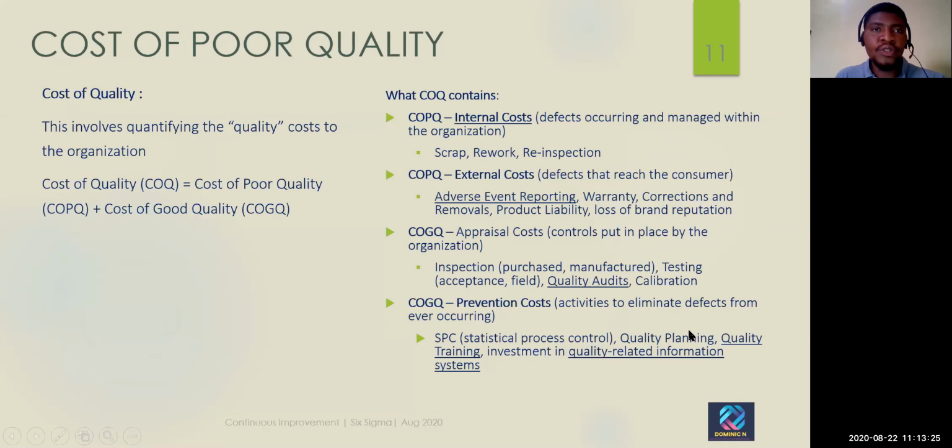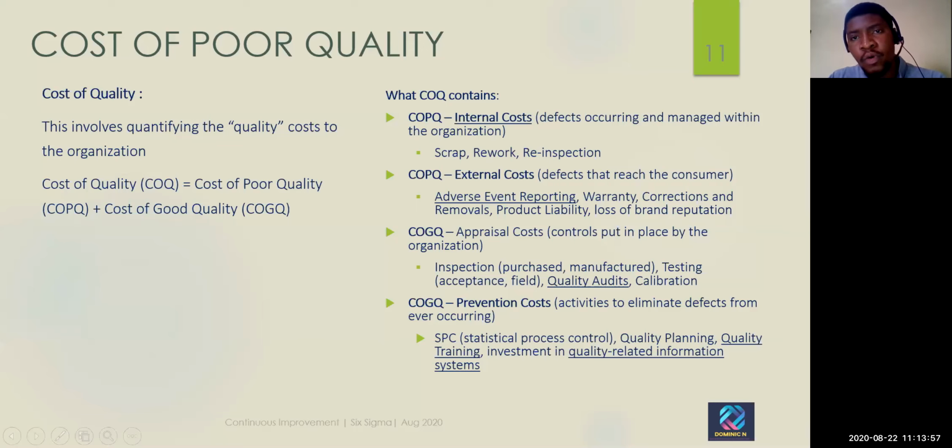So one other tool is cost of poor quality. Cost of poor quality is one very important tool that will help us identify what we need to measure. So the cost of quality is equal to the cost of poor quality and the cost of good quality. I know most times we're always saying cost of poor quality, but we need to look at it holistically to understand what exactly is our cost of quality. So yes, it might include the poor one and the good one.